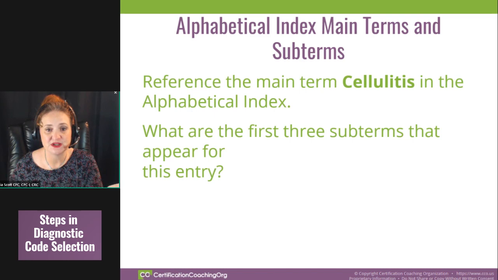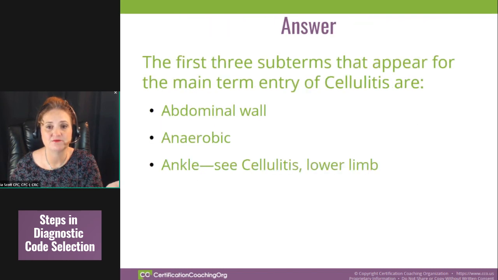So what are the first 3 subterms that appear for that entry when you look it up? There you go. Then they want to know, oh, the subterms are, is it on the abdominal wall? Is it anaerobic? Or is it on the ankle or lower limb? And when you see ankle, it says see cellulitis, lower limb, right? So that means that you're not coding for the ankle, you're coding for the lower limb, because the ankle is encompassed into the lower limb when it deals with cellulitis, right? So there's an exception to the rule for coding.